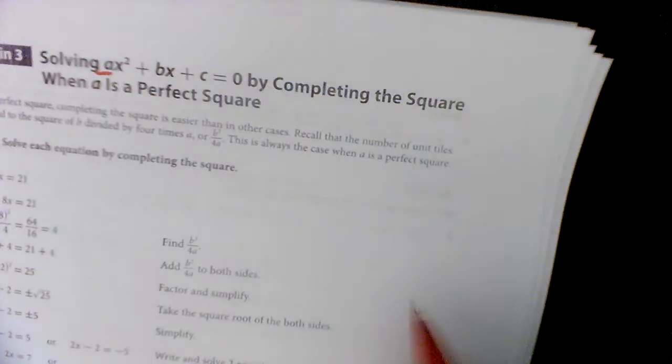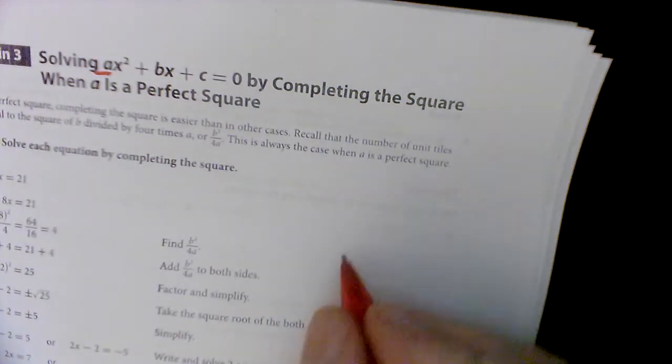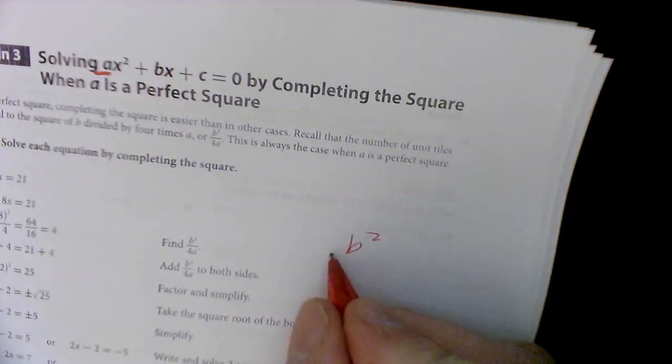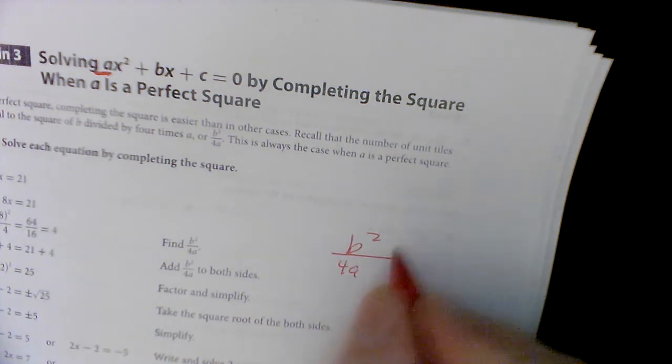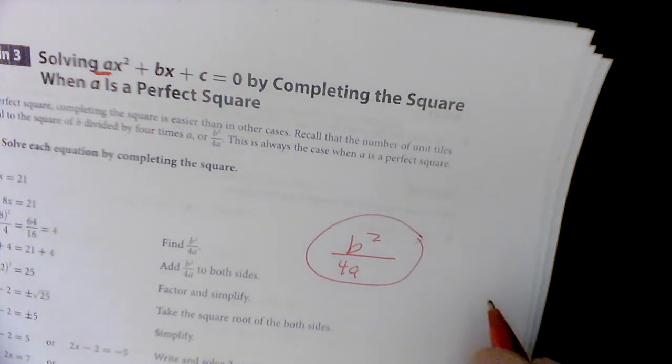Alright, well this guy, what if a is a perfect square? They give us something to complete the square. We're taking b squared still, but instead of dividing it by 2, we're dividing it by 4 times a. And if we add that, we'll make a perfect square.